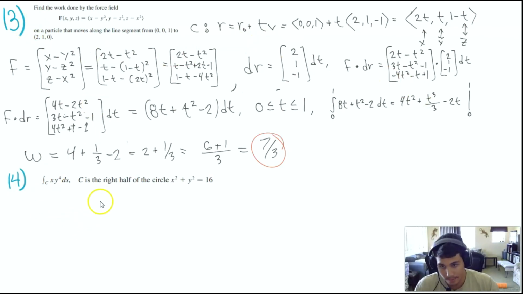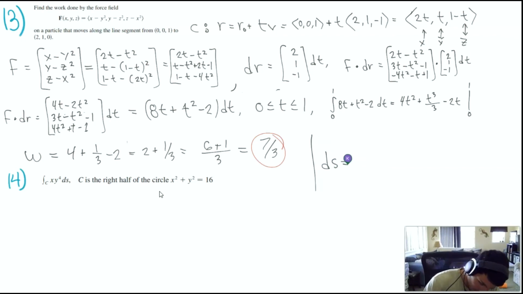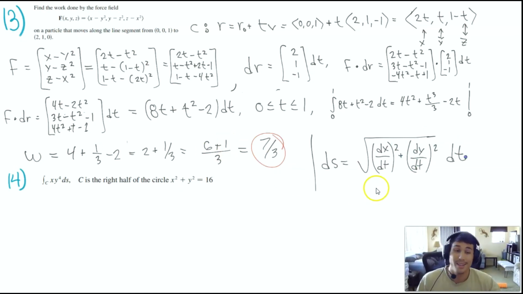Okay, this next problem, it's a ds integral. So remember I said you have a ds integral? Earlier I said we'll kind of see something like this. ds is equal to the square root of dx dt squared plus dy dt squared, times dt. And I said that's kind of like the Pythagorean theorem for differentials in this case, which it's true, right? We'll see it here. But first, let's maybe draw a picture.